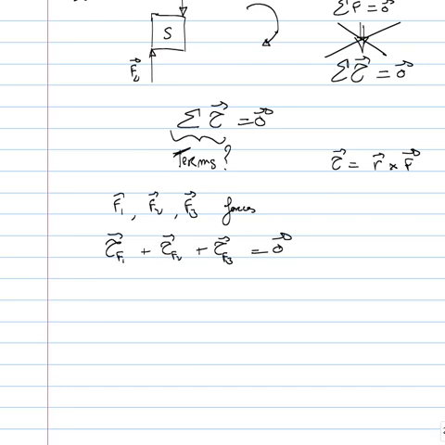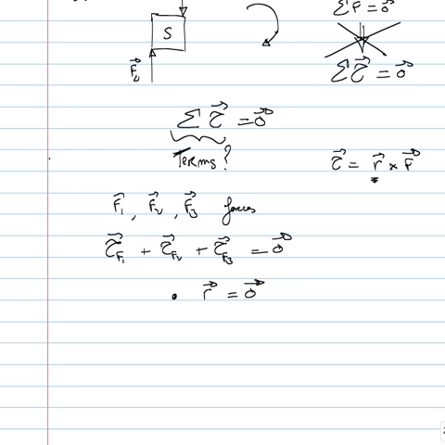Now some of those torques could be 0, and there are several ways that a torque can be equal to 0. First, r, this little r, could be equal to 0, which means that you are going to calculate the torque at a particular point where the force is applied, and therefore r is equal to 0.